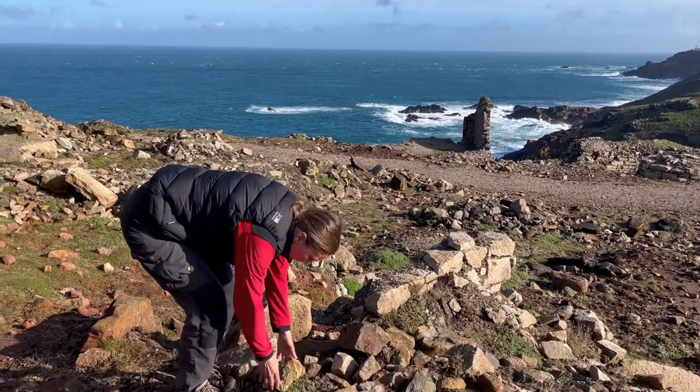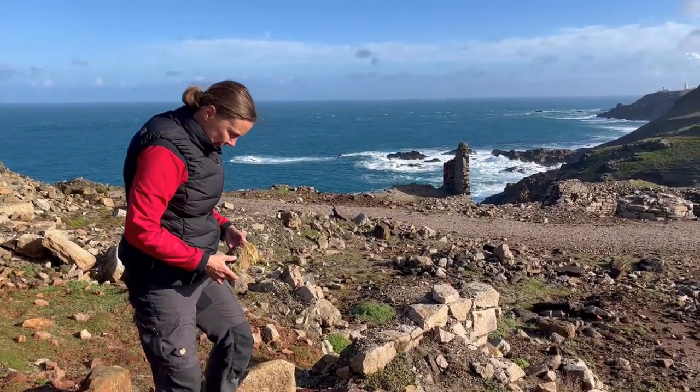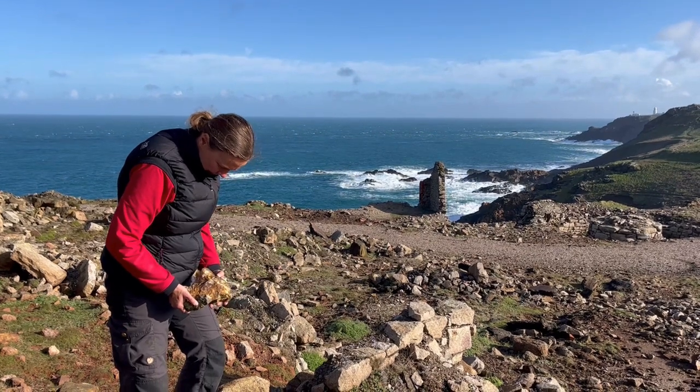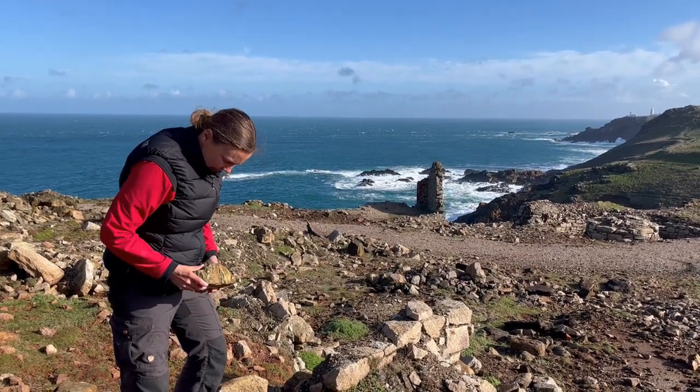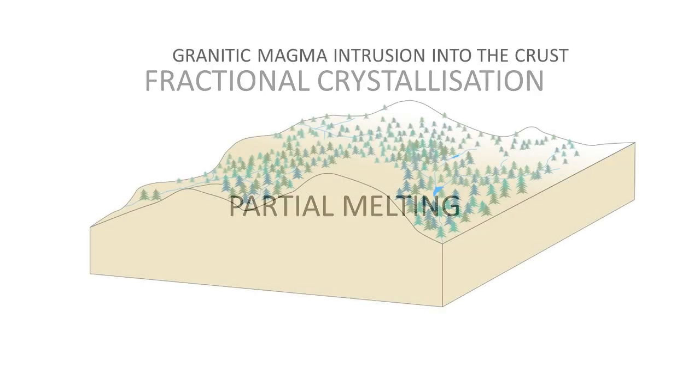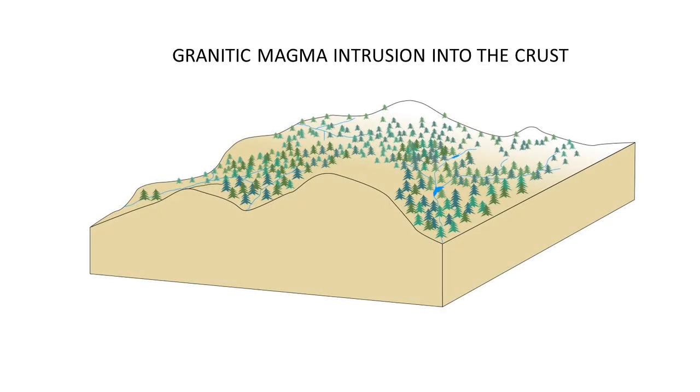Tin is, in fact, a common but minor constituent of igneous rocks, particularly granite intruded into the crust along active continental margins. It is generally thought that either so-called fractional crystallization or partial melting processes are the reason for the enrichment of tin in certain types of granite. So let's see how this might work. Let's look at fractionation first.